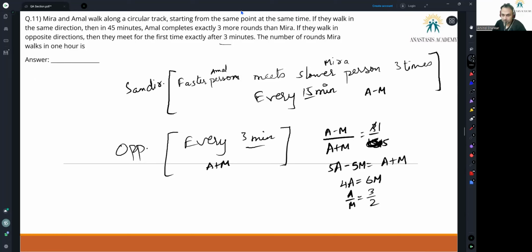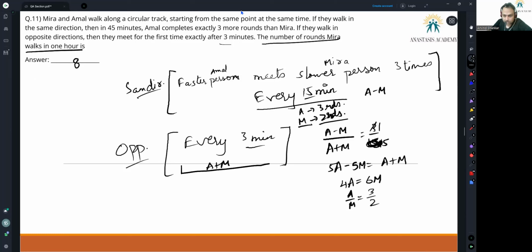Now, this translates into when they are traveling in the same direction or opposite direction. You can probably go down both paths. Can you see? In every 15 minutes, Amal has taken 1 more round than Meera, which means in 15 minutes, Amal takes 3 rounds and Meera takes 2 rounds. The final question is the number of rounds Meera walks in 1 hour. If in 15 minutes she takes 2 rounds, in 1 hour, which is 4 collections of 15 minutes, she would take 8 rounds. Amal would have taken 12 rounds by then.